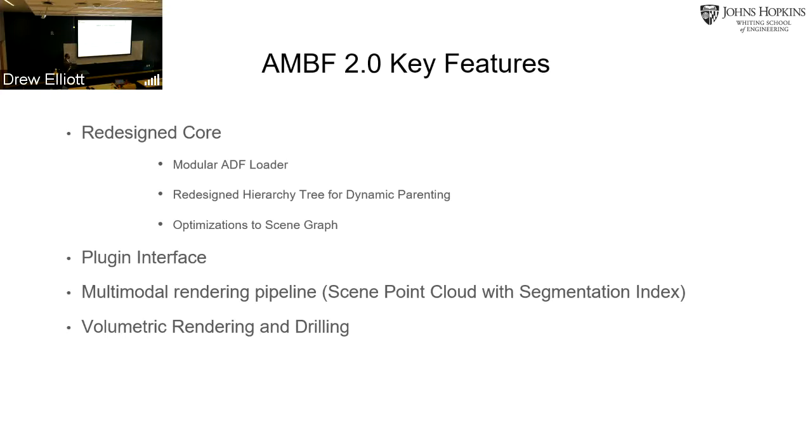The scene graph is optimized, so even though AMBF was faster than Gazebo and Unity, this makes it even faster. The biggest update is a robust plugin interface. We have made the rendering pipeline modular so that you can generate things like segmentation index or superimpose the segmentation index on the depth pipeline. And last but not least, AMBF 2.0 has support for volumetric rendering and grid.